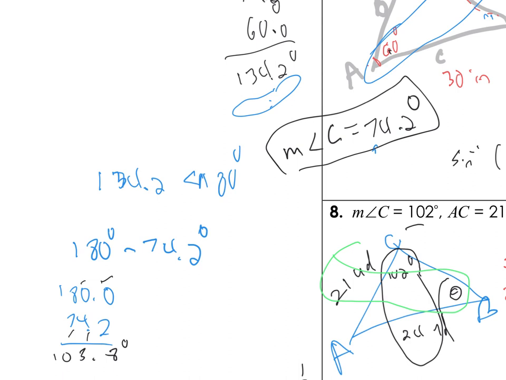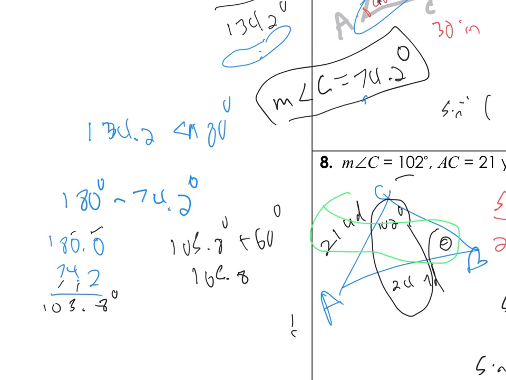because if I take the 105.8 degrees and add it to the existing 60, that also gives me another triangle that I could use. One that adds up to 165.8 altogether. There is still room left over to find another angle.